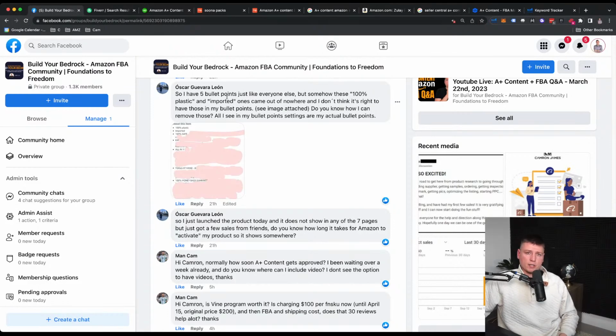Oscar Leon: So I have 5 bullet points just like everyone else, but somehow these 100% plastic imported ones come out of nowhere. I don't think it's right. Those are my bullet points, see attached. Do you know how I can remove those? All I see in my bullet point says they're actual bullets.